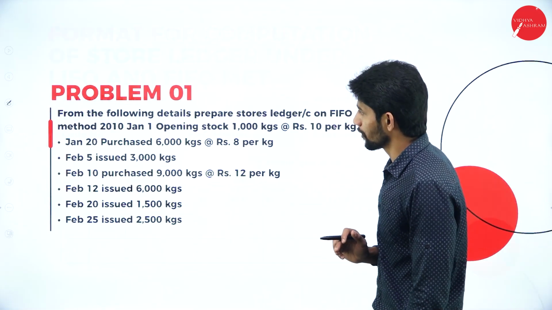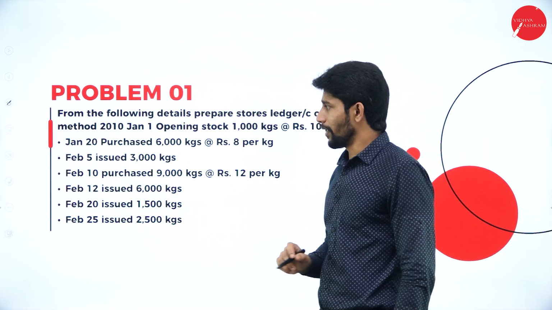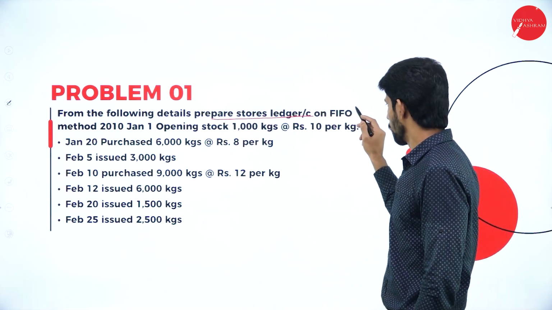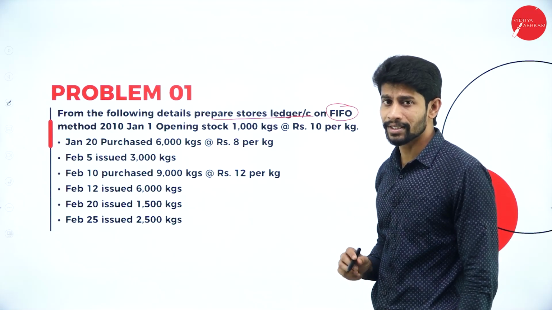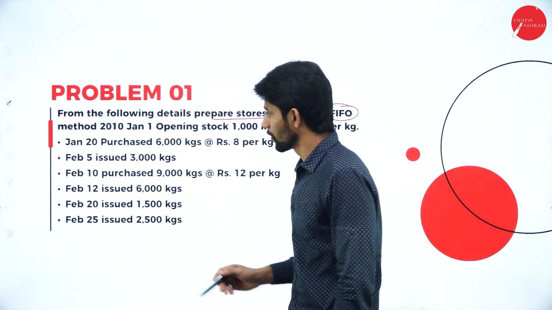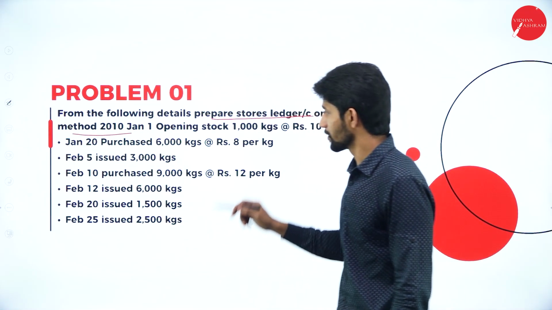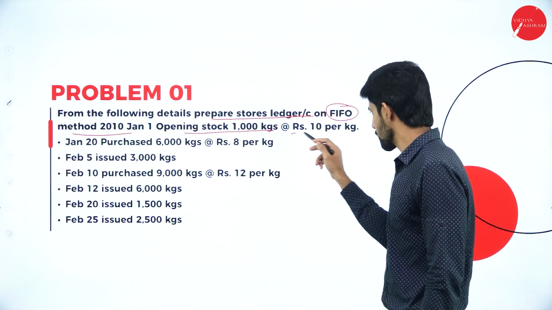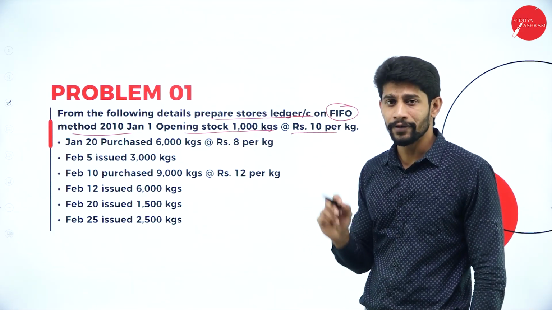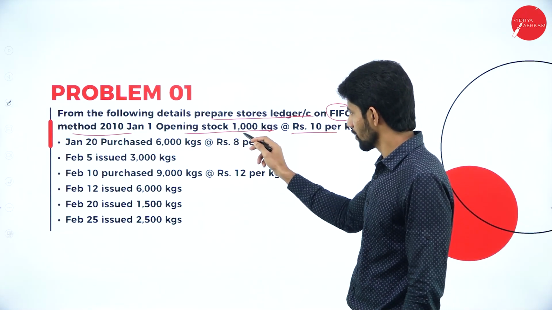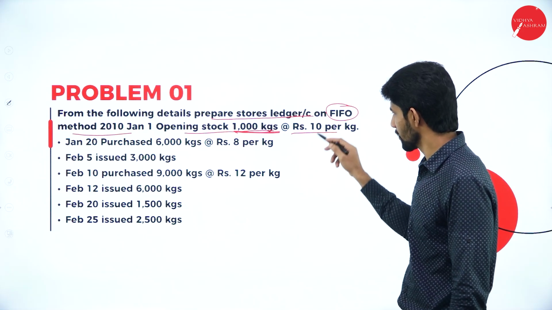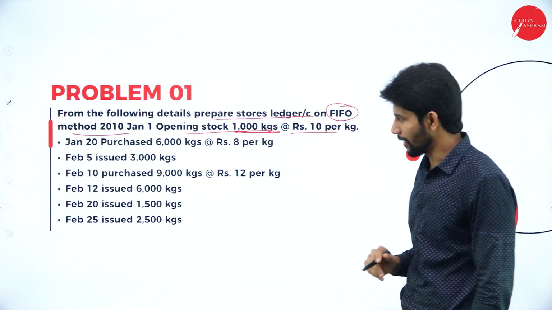Let us move on to solve the first problem. Problem number 1: from the following details, prepare the store's ledger account on FIFO method. FIFO method is nothing but first in first out. In Jan 2010, on 1st Jan, the opening stock is 1000 kgs at rupees 10 per kg.